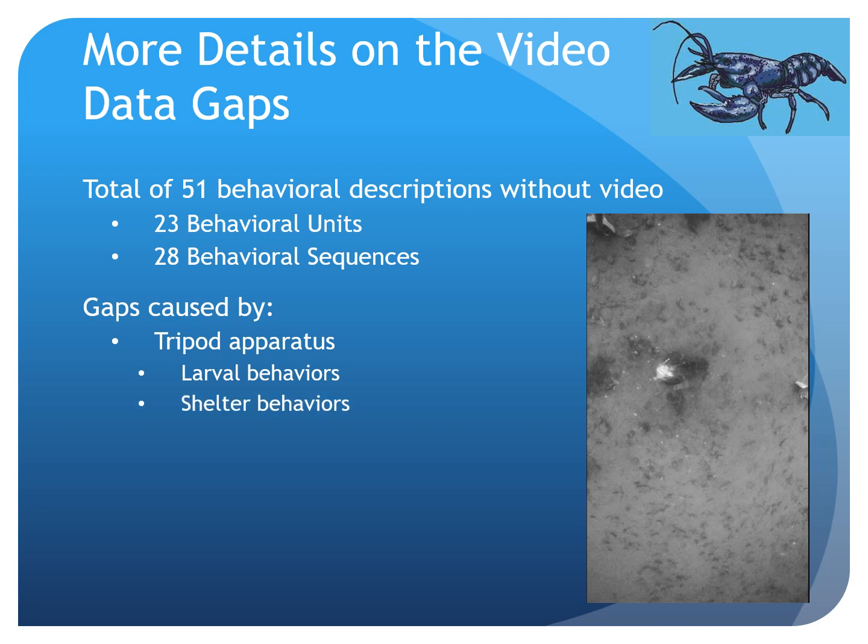Behaviors that occurred inside shelters were also impossible for the tripod apparatus to record, and so laboratory videos had to be used to fill in some of the gaps. And reproduction-related behaviors primarily occur within shelters, so again, laboratory videos were necessary.